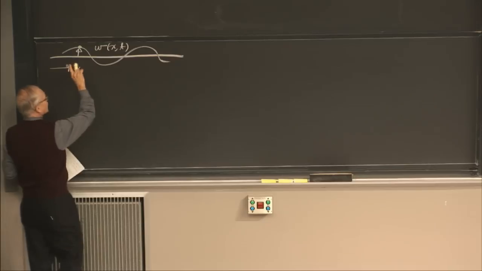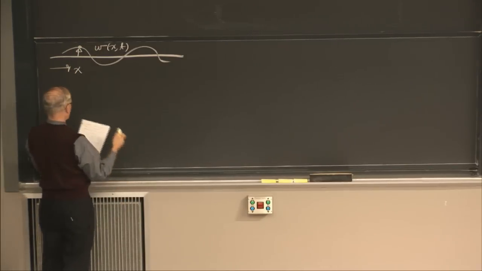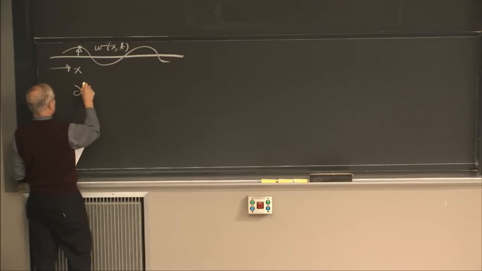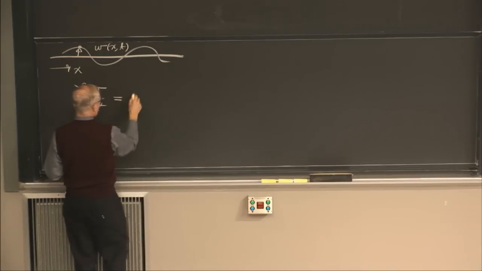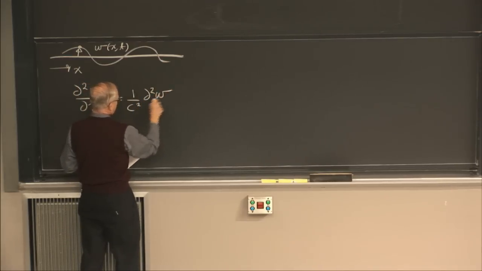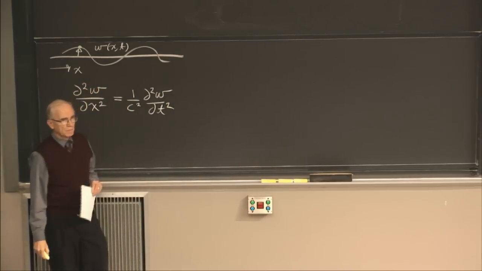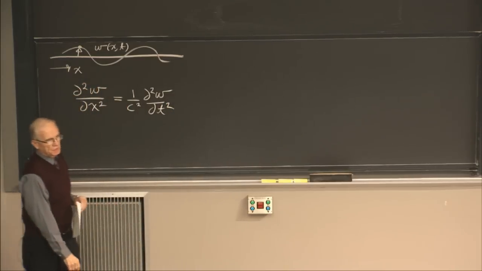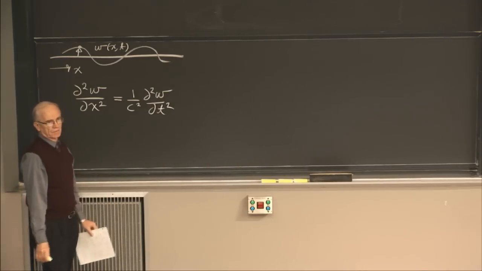And what describes the motion of something which obeys the wave equation is the following equation: the partial squared w with respect to x squared equals 1 over c squared times the partial squared w with respect to t squared. That's what's known as the one-dimensional wave equation. And the one-dimensional wave equation governs an incredibly broad category of physical phenomena.